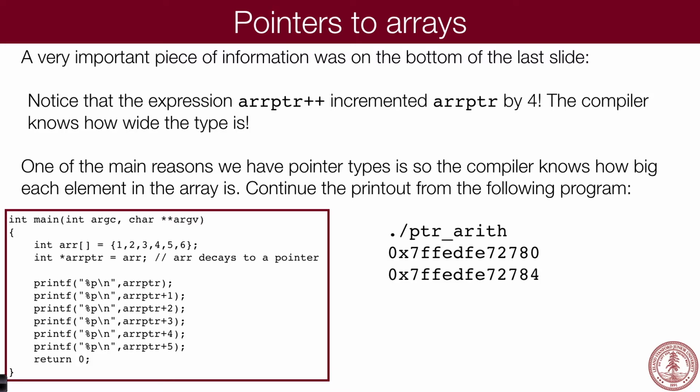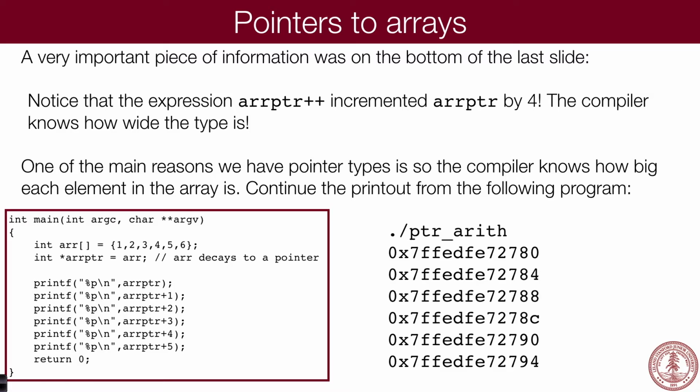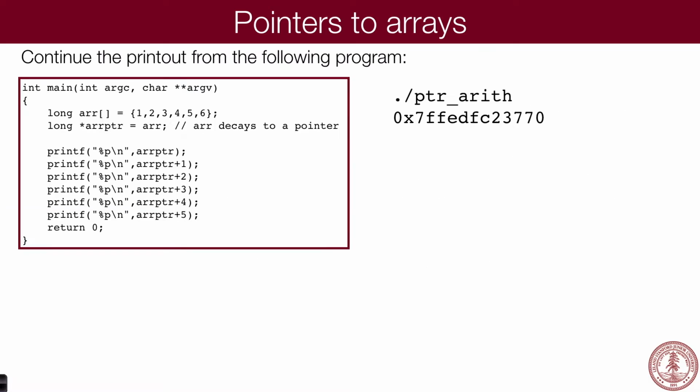784. And then plus 2 would give you 788, and then 78C, and then 780, and then 784, because you're just incrementing by 4. Okay. Let's try another one. How about this one?